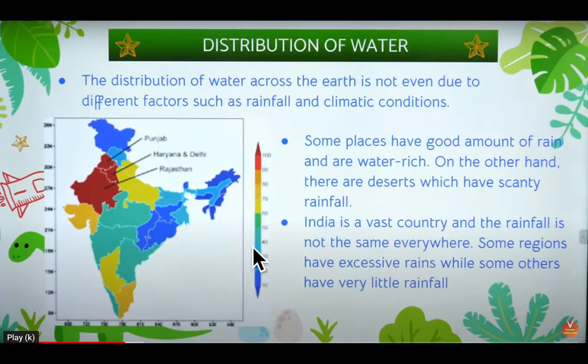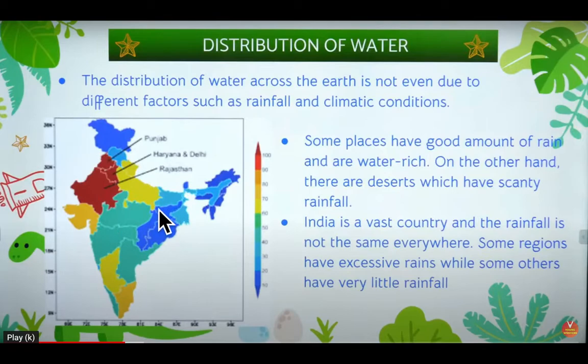It means the places where the temperature is very low, the water is frozen, so there is scarcity of water. Scarcity of water is due to many reasons, as you are advised to save every drop of water. One factor is the distribution of water. The distribution of water across the earth is not even due to different factors such as rainfall and climatic conditions.